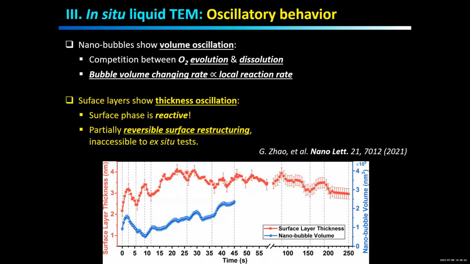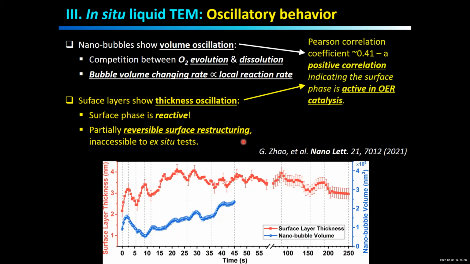Which indicates it's a partially reversible surface restructuring process. And with these two curves, we can further calculate the Pearson correlation coefficient, which is about 0.41. So this positive correlation indicates that when there is more surface layer, the oxygen bubbles will most likely grow. So this indicates the surface layer should be active in the OER catalysis.